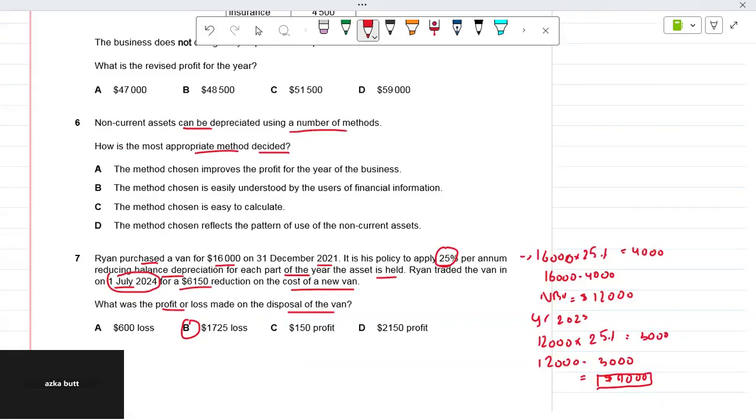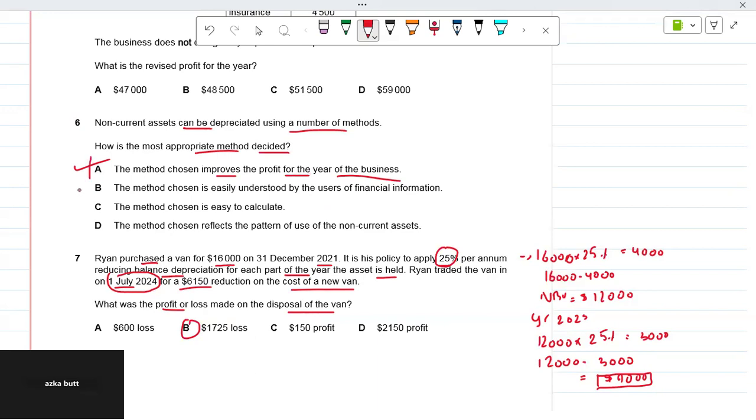Okay, so the first one is that a method chosen improves the profit for the year for the business. So, the primary purpose of depreciation is to allocate the cost of an asset over its useful life, not to manipulate profit. So, choosing a method solely to improve profit is not appropriate and goes against accounting principles. So that's why this is not a valid criterion for selecting a depreciation method.